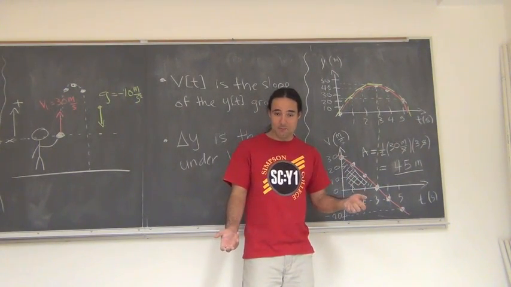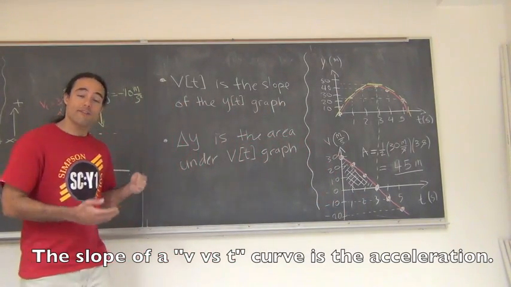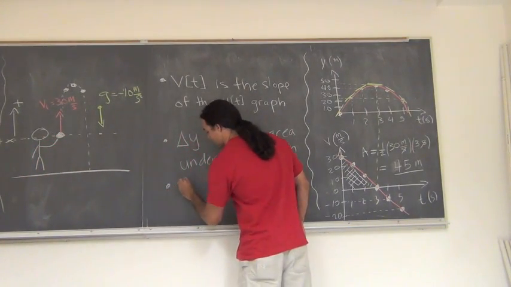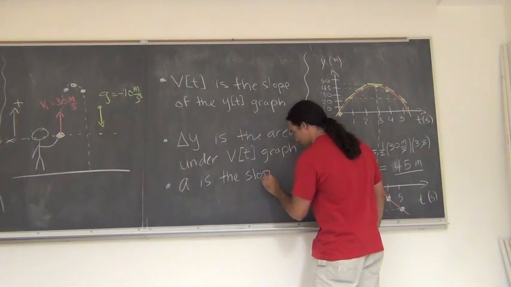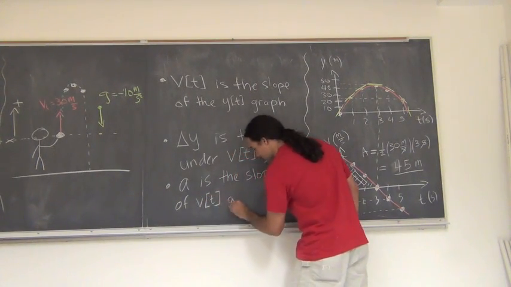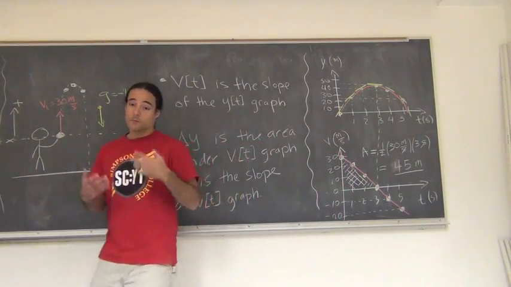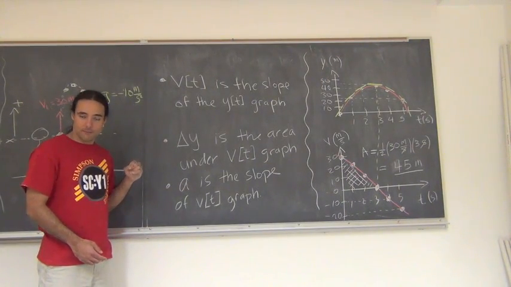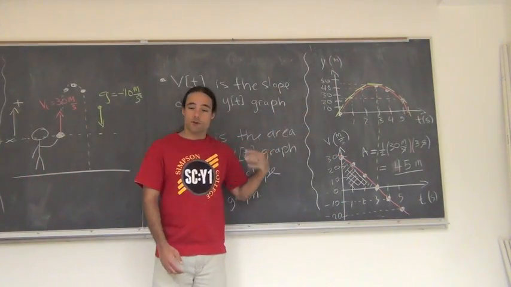What else is negative 10 meters per second squared? My acceleration of gravity. So the slope of a velocity versus time curve is the acceleration. I can say acceleration is the slope of the velocity versus time graph. Again, if you've had calculus, we could say that the acceleration is just the derivative of the velocity. How can I get the acceleration from the position versus time curve?